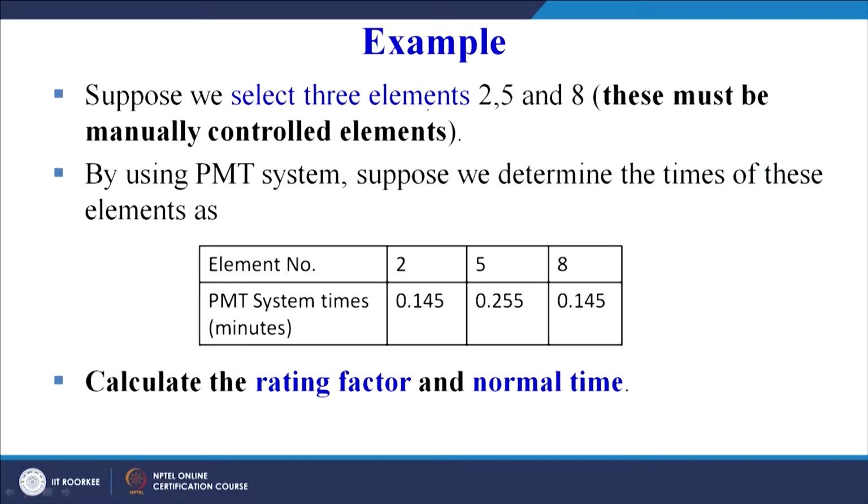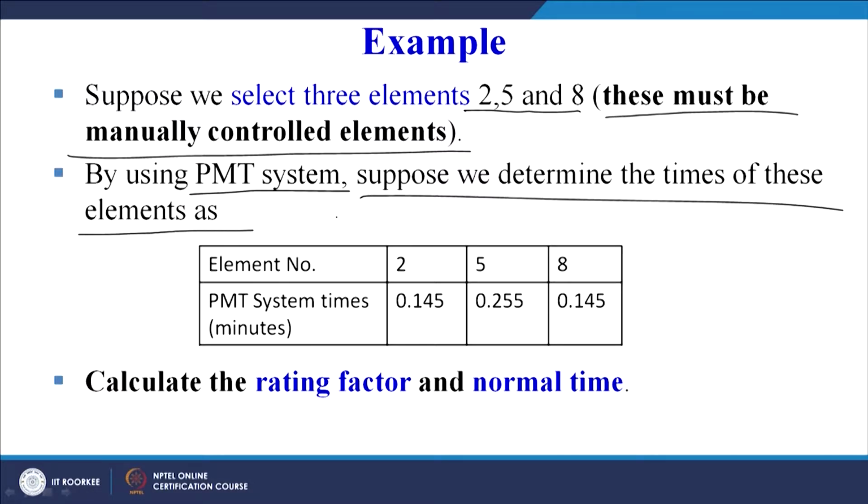So suppose we select 3 elements 2, 5 and 8. These must be manually controlled elements. So we have already checked. By using the PMT, predetermined motion time system, suppose we determine the times of these elements. For the second element the time is 0.145, for the fifth element the time is 0.255, and for the eighth element the time is 0.145. This has been taken from already available data.